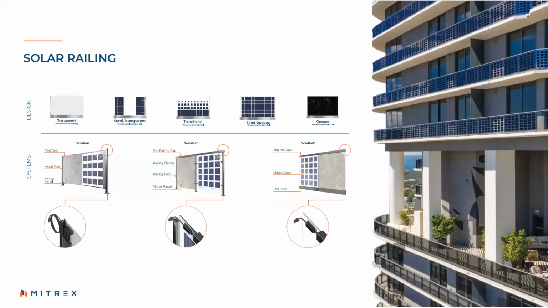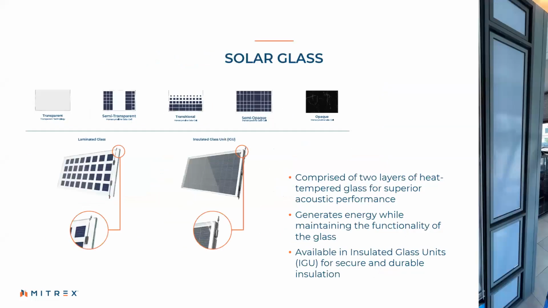And as far as other areas on a building that you can easily consider BIPV for, there are solar railings, whether it's an opaque design or semi-opaque, or transitional. There's a lot of different design options, as well as a lot of installation system options, from a simple post and cap to a base shoe railing. So depending on the design, a lot of things can be integrated.